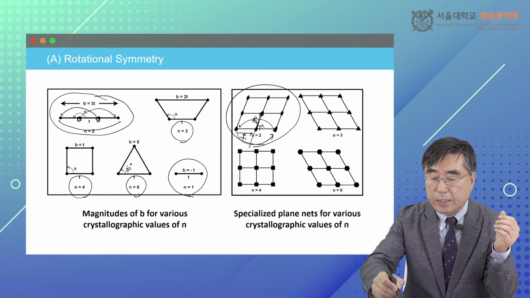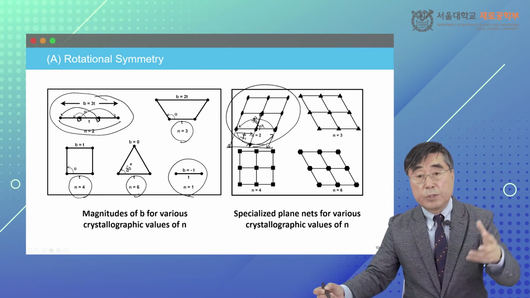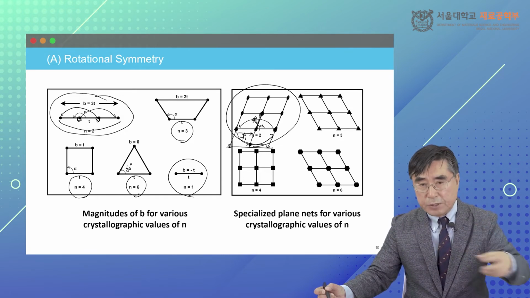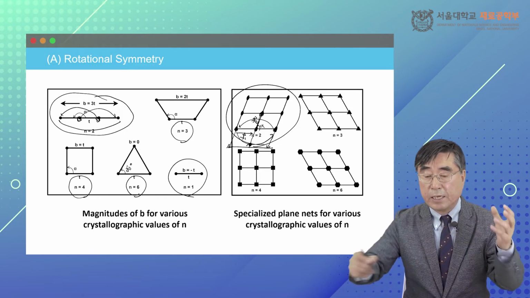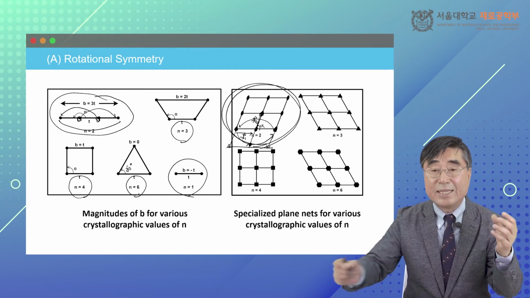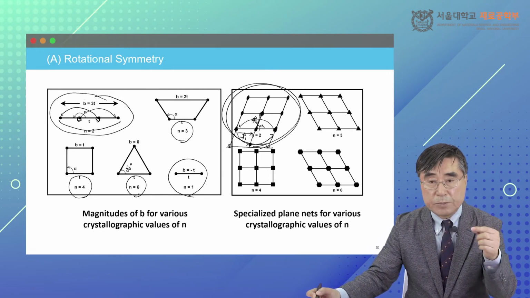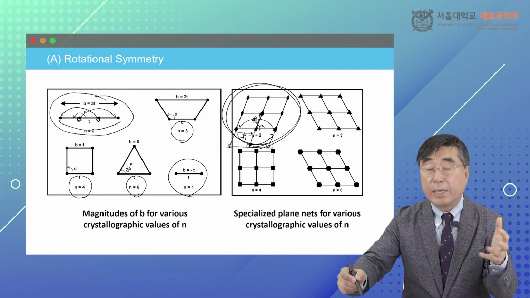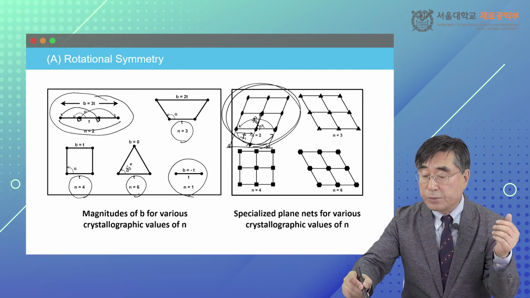Then this T2 vector generates another lattice point, and another, and another, because lattice points should be identical in every sense: physics, chemistry, rotational symmetry. In any case, we can build up the plane net of the lattice points, which is based on two-fold rotational symmetry.